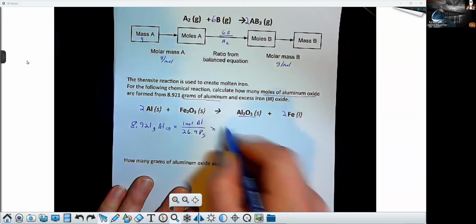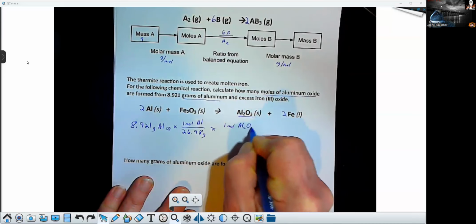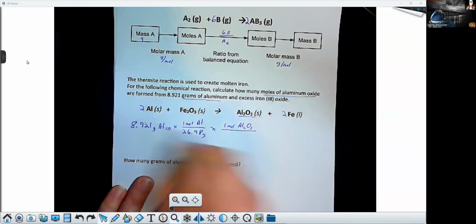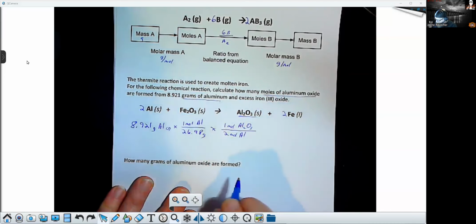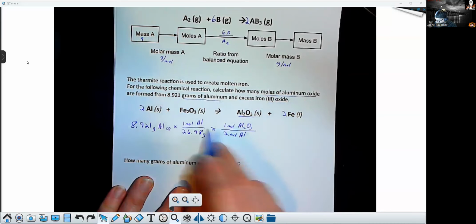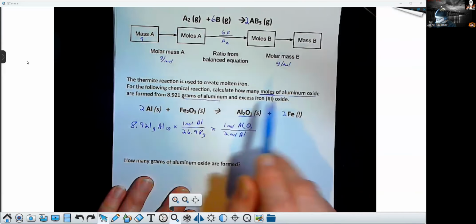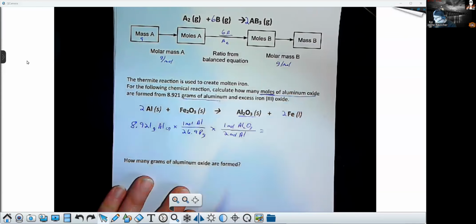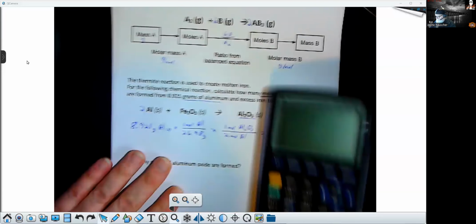In this case, it's going to be 1 mole of Al2O3 for every 2 moles of aluminum. There's our ratio. Here we only needed to go to moles. We did not need to go all the way to mass, so we're just going to go to moles here and stop. So let me get my calculator, which I should have gotten out earlier, but I did not. And we'll do our calculation.